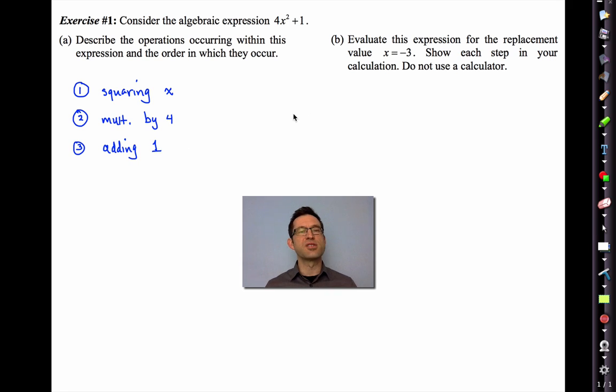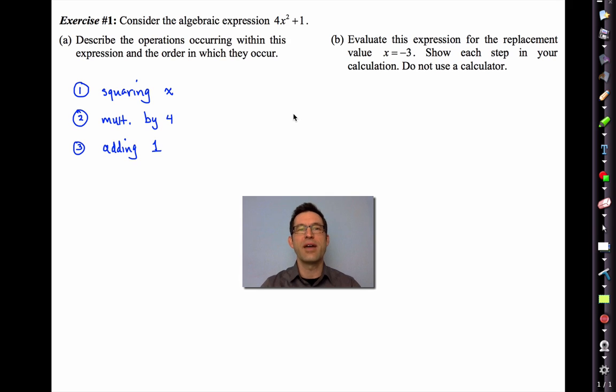So when I look at this expression, I can't think that I'm taking x and squaring it, then adding 1, then multiplying by 4. I have to look at this and go, yeah, I took x, I squared it, I multiplied it by 4, and I added 1. Now letter B says evaluate this expression for the replacement value x equals negative 3. Show each step in your calculation. Do not use a calculator.